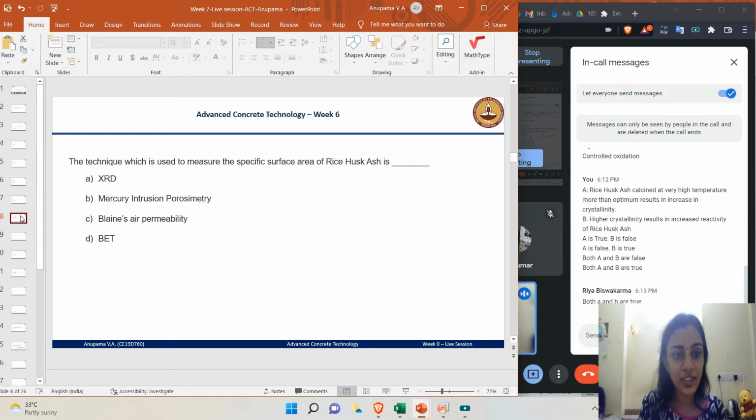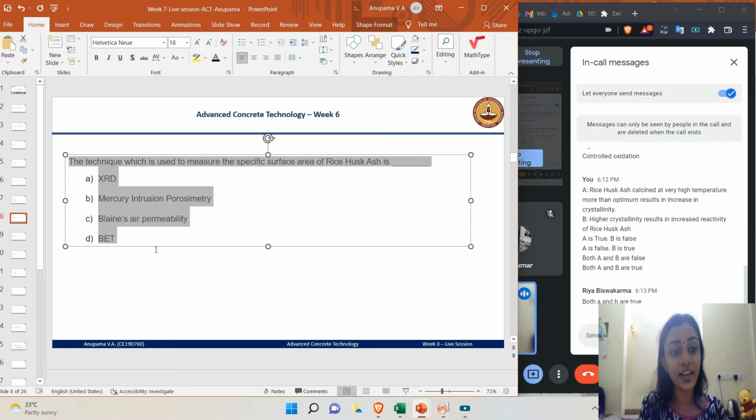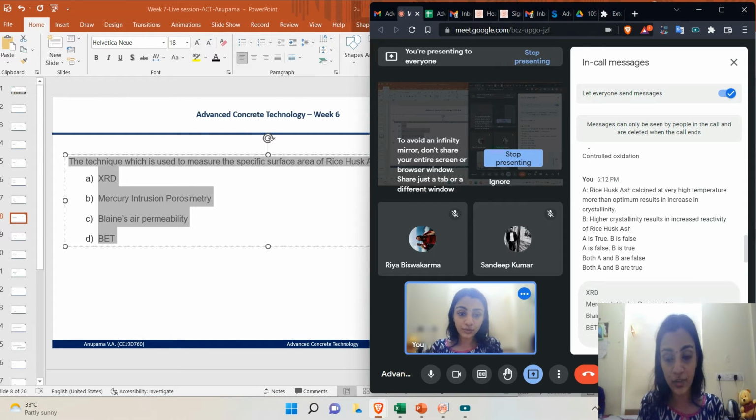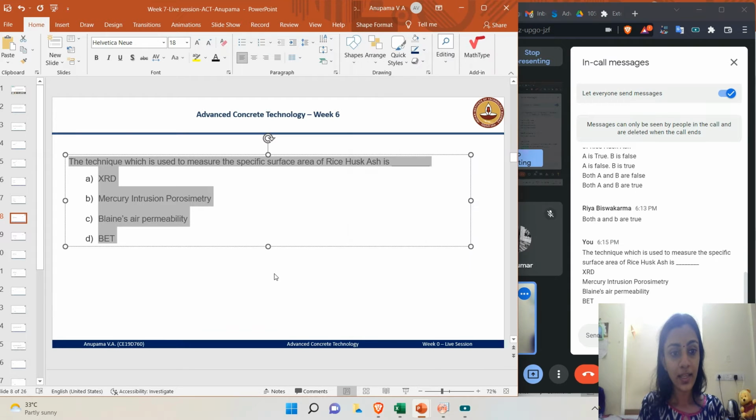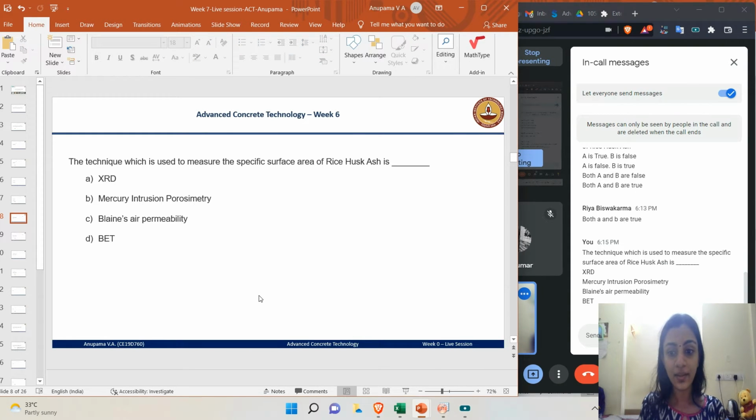The technique which is used to measure the specific surface area of rice husk ash is: XRD, mercury intrusion porosimetry, Blaine's air permeability, or BET. Read the question carefully. It is a rice husk ash. How to measure the specific surface area? Through XRD, through mercury intrusion porosimetry, through Blaine's air permeability, through BET.